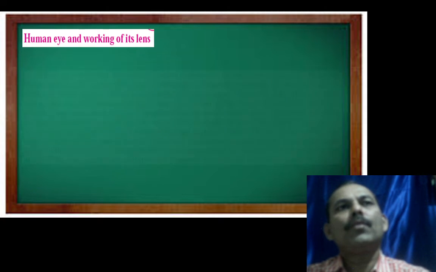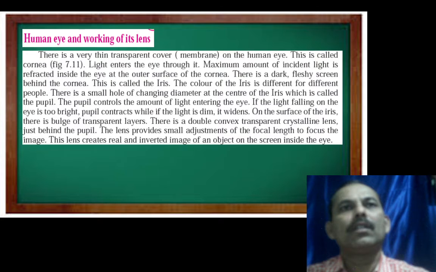How the human eye works, we have to see in this next part. There is a very thin transparent cover, that is a membrane, on the human eye, that is called cornea. Light enters the eye through it. Maximum amount of incident ray is refracted inside the eye at the outer surface of the cornea.